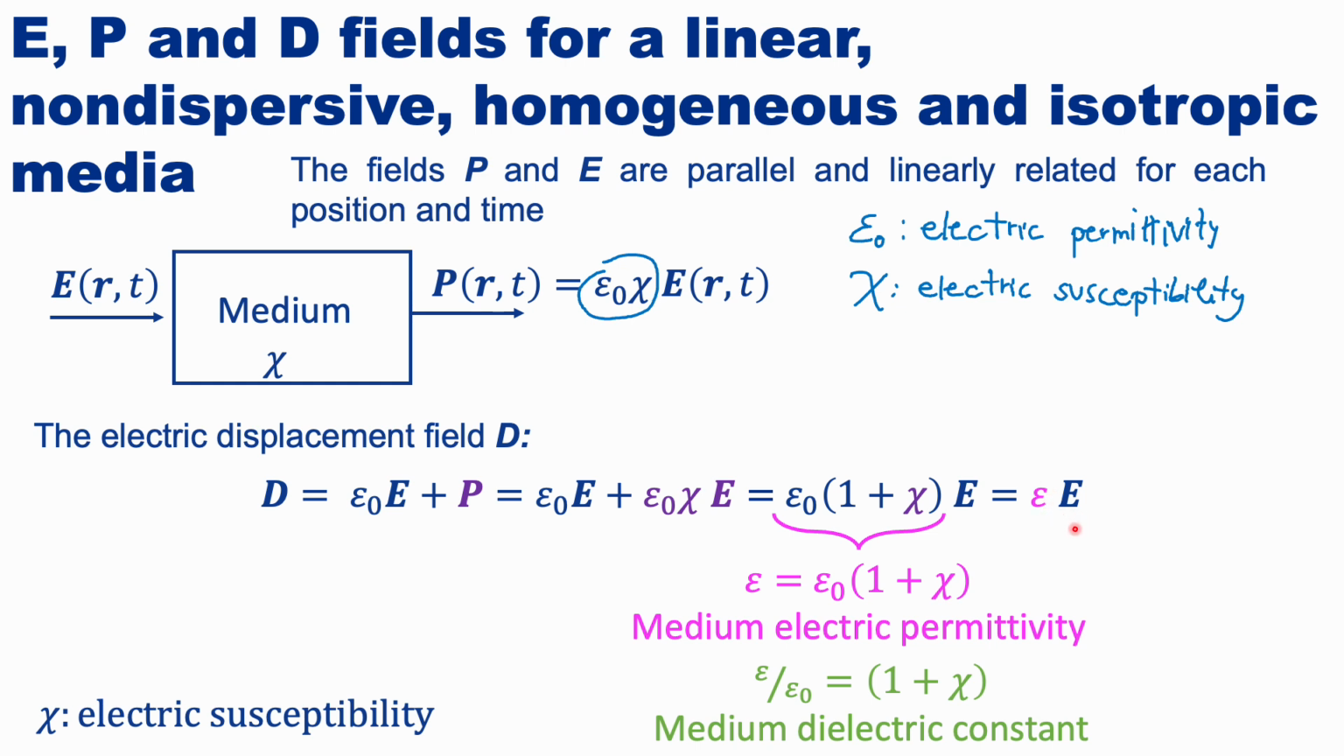as the one in the vacuum, just saying that now the constant going with the electric field is the medium electric permittivity, which is going to be the product of the vacuum or free space electric permittivity and a constant that is 1 plus the electric susceptibility.